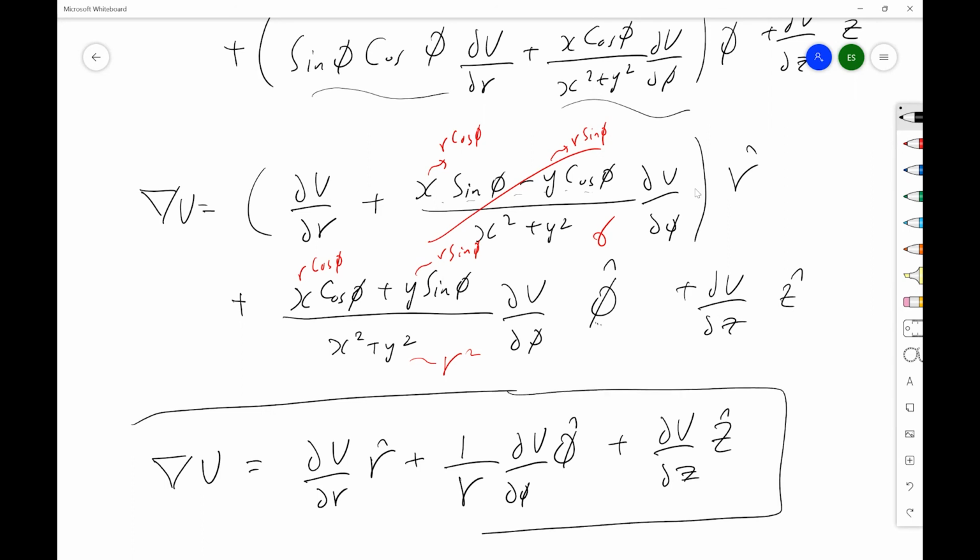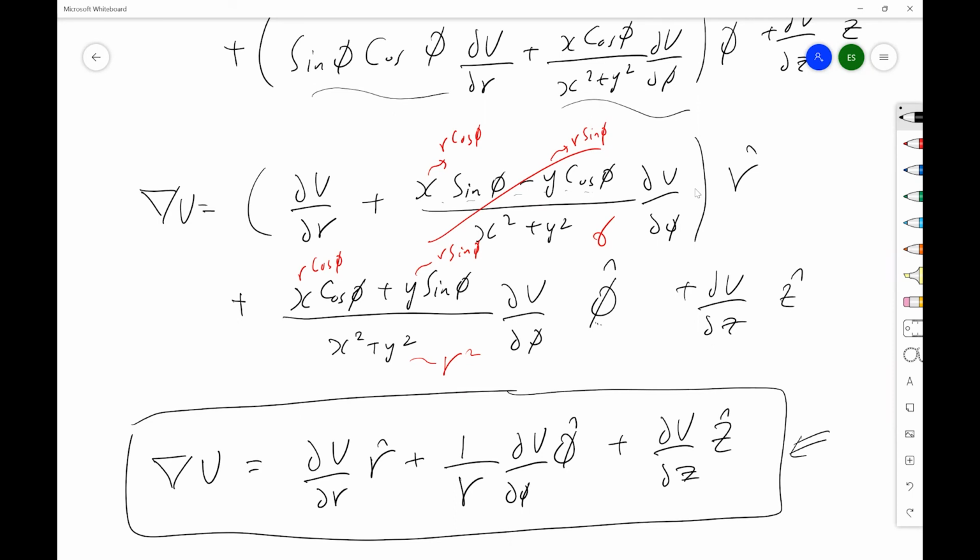This is how you would calculate the gradient in cylindrical coordinates. You will get the same resulting vector field as in Cartesian coordinates. The only reason the formula looks different is because the coordinate system is different. So you have to know the coordinate system before you can compute the gradient.